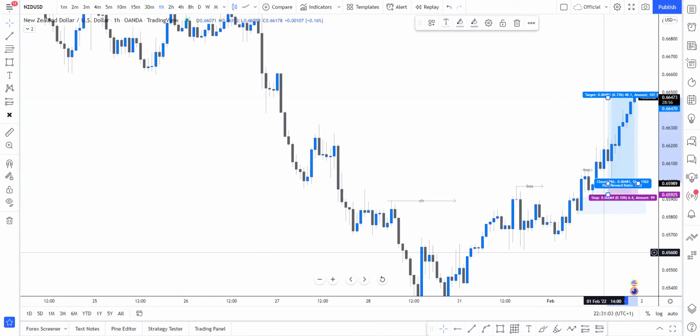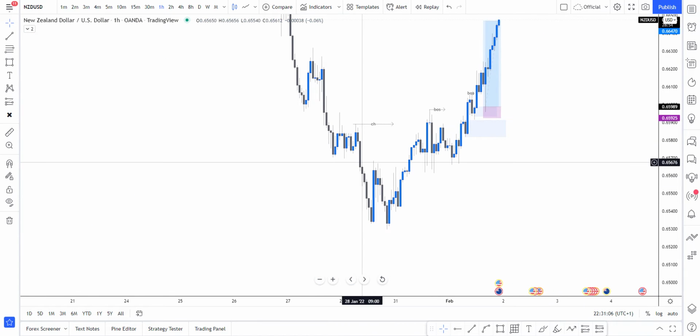First of all, what happened? We were pretty low. We had that change of character that occurred around right here. This is on the higher time frame. This is my market outlook from here, as change of character.